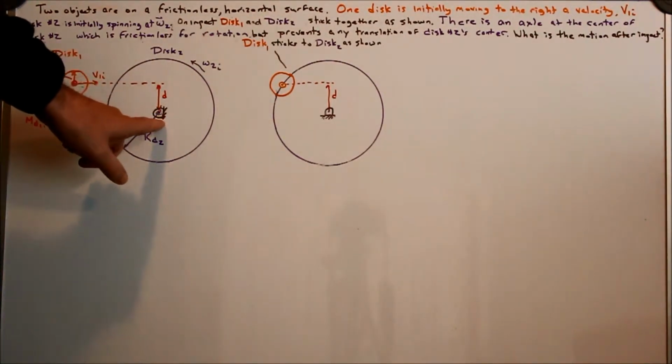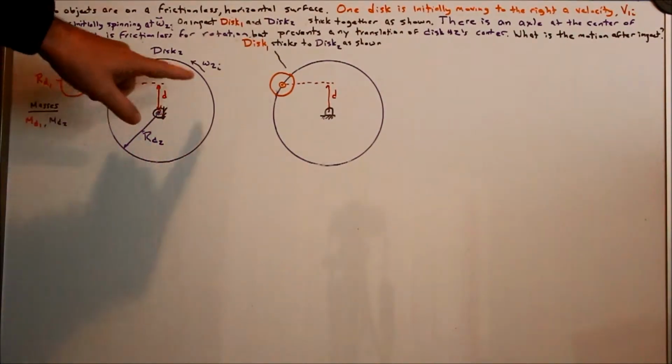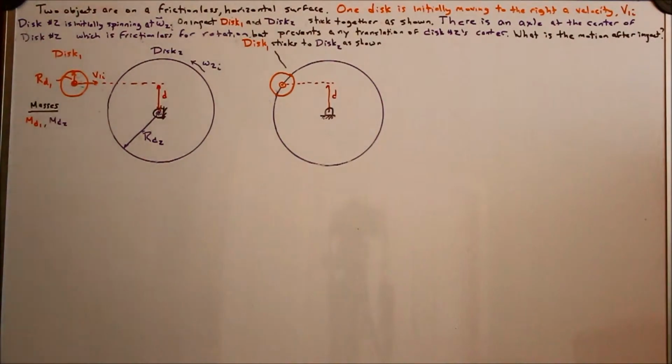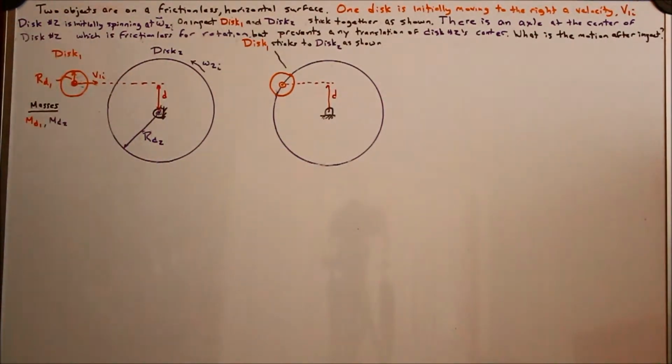Disk 2's center of mass is on an axle, which doesn't prevent any rotation and doesn't slow it down, but prevents any translation. The question is, what's the motion after impact?